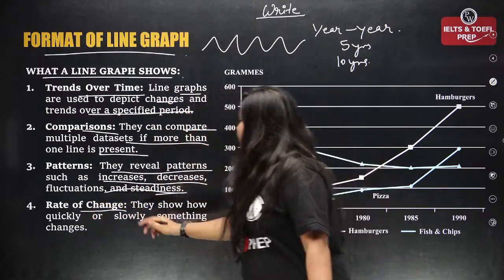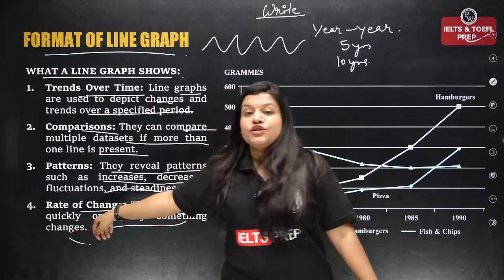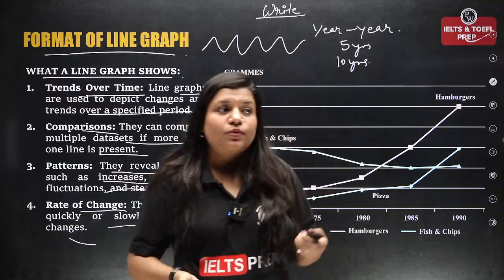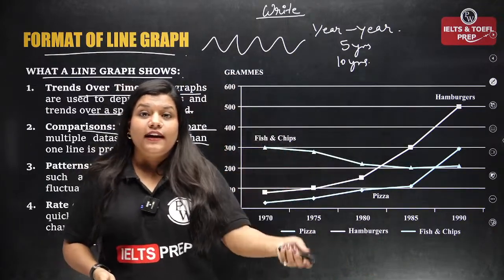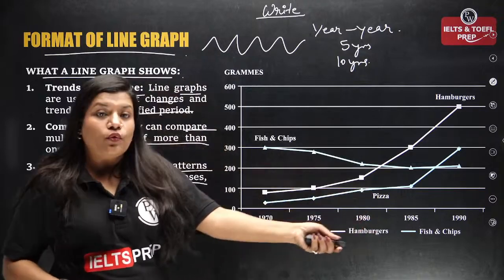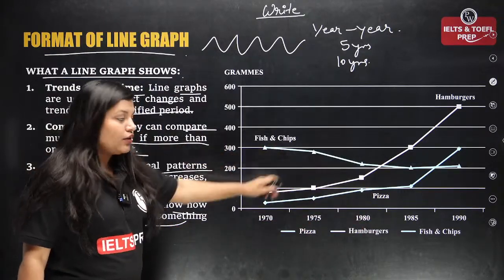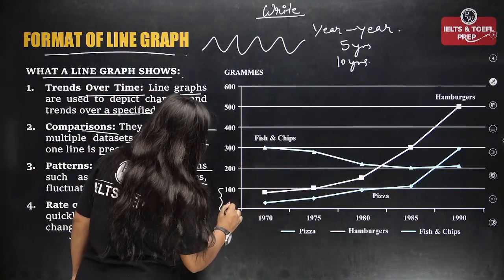Now let's talk about rate of change. They show how quickly or slowly something changes. Whenever we are trying to portray a line chart, it always shows how quickly data is changing over time. Got it? Here is an example. You can see initially here is a period of 0 to 100.